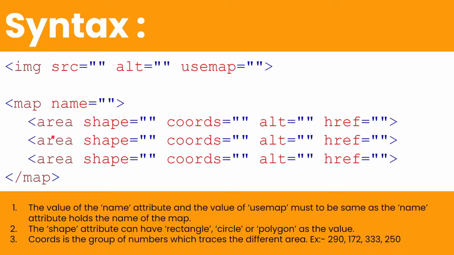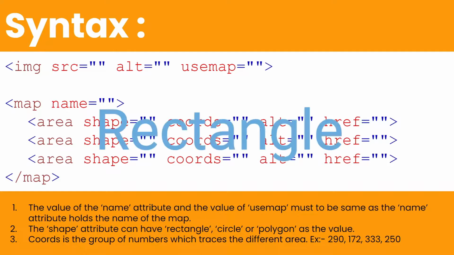Okay, so inside the map tag we can see the area tag. Now this is the real player. So the area tag is pretty simple to understand. The first attribute is the shape attribute. Now the shape attribute contains three values. I mean, it can have one of the three values.